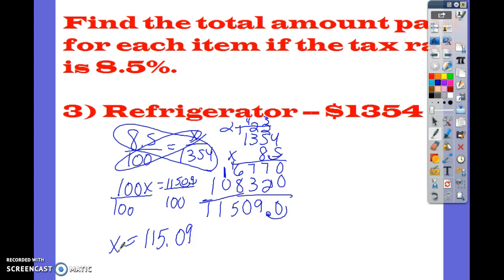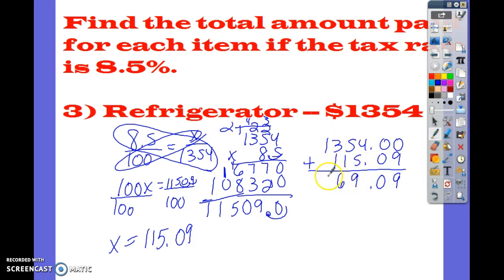So now we want to take the cost of the refrigerator, make sure you line up your decimals, and you're going to add the tax. 0 plus 9 is 9, 0 plus 0 is 0, 4 plus 5 is 9, 5 plus 1 is 6, 4 plus 1 is 5 plus 1 is 6, excuse me. Bring down the 1, and so the final cost of the refrigerator with tax would be $1,469.09.